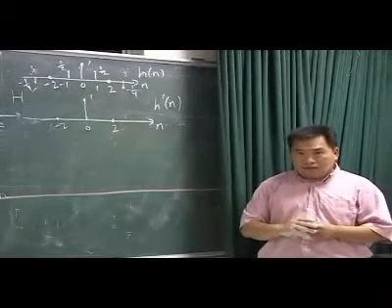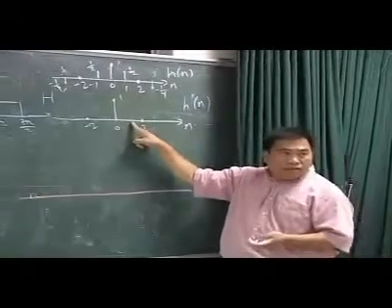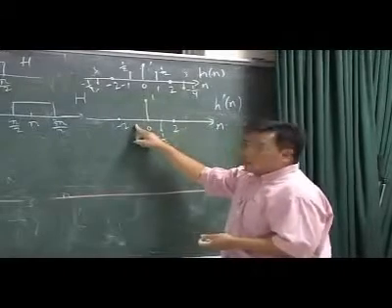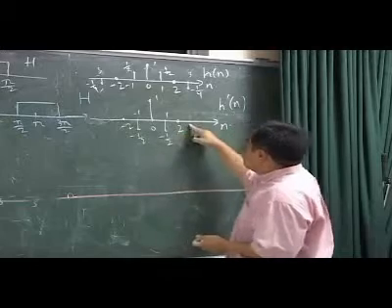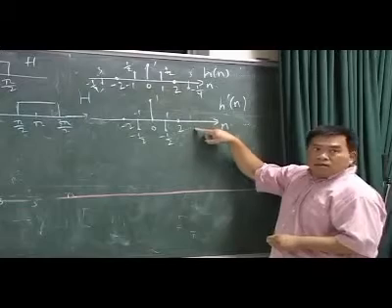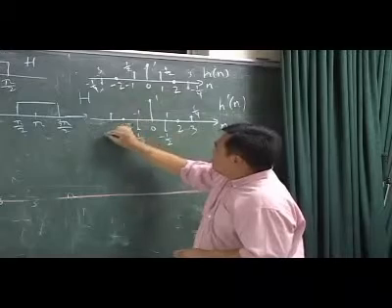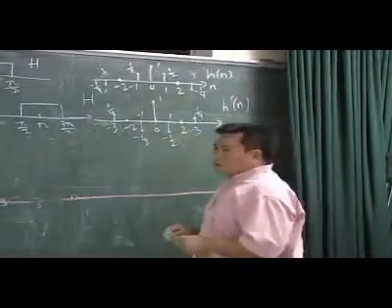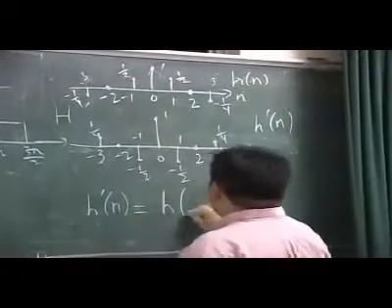Negative. So what's the value of time 1? Minus 1/2. Time minus 1, minus 1/2. And time 3. Minus a quarter. 1/4. 1/4. So how do I write x prime of n in terms of x of n?